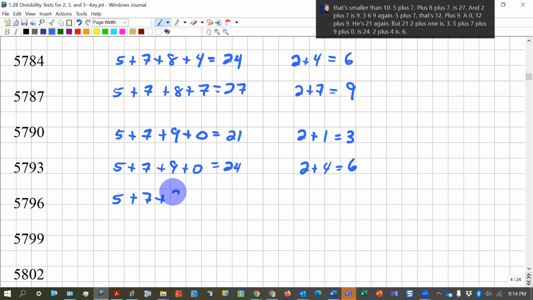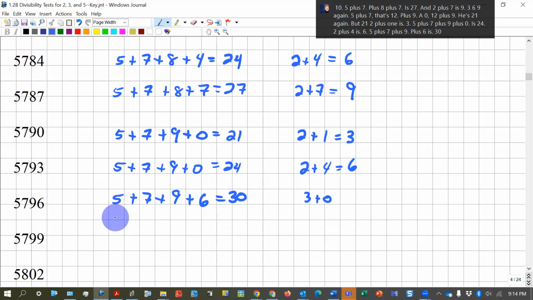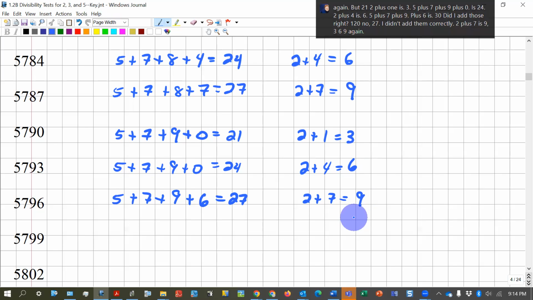5 plus 7 plus 9 plus 6 is 30. Did I add those right? 12. Oh, nope, 27. I didn't add them correctly. 2 plus 7 is 9. 3, 6, 9 again. Okay, I know where I made my mistake. It's right there. I didn't write down the 3. No wonder I was confused.